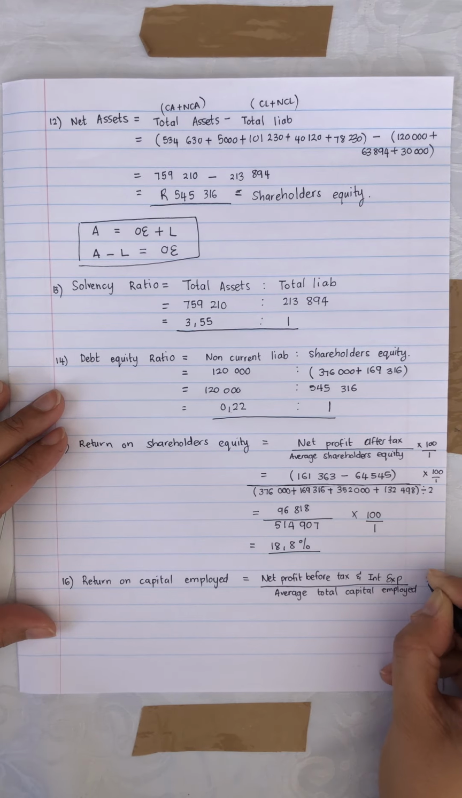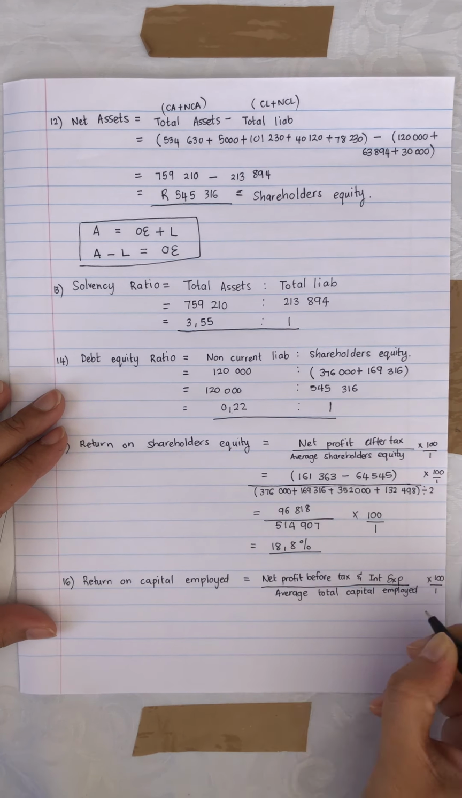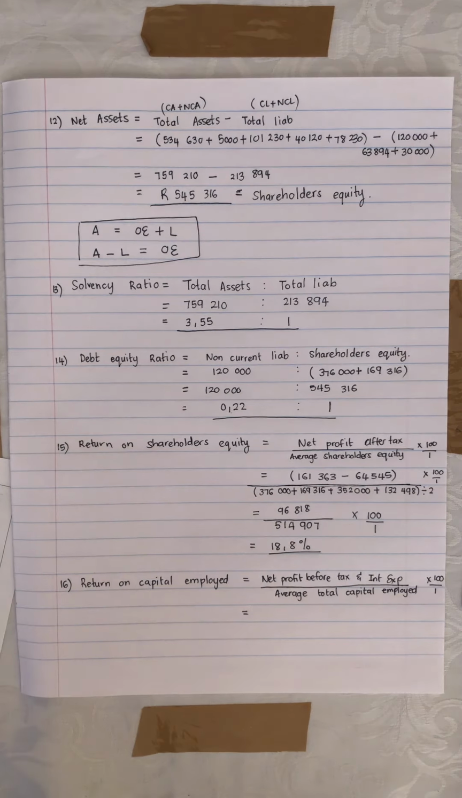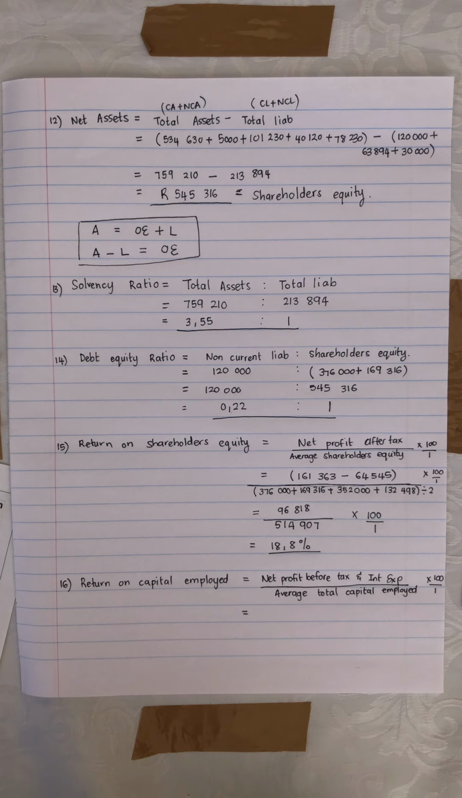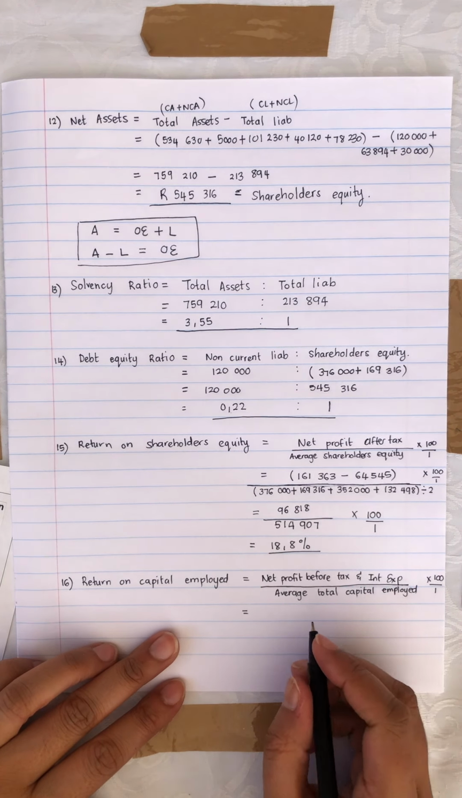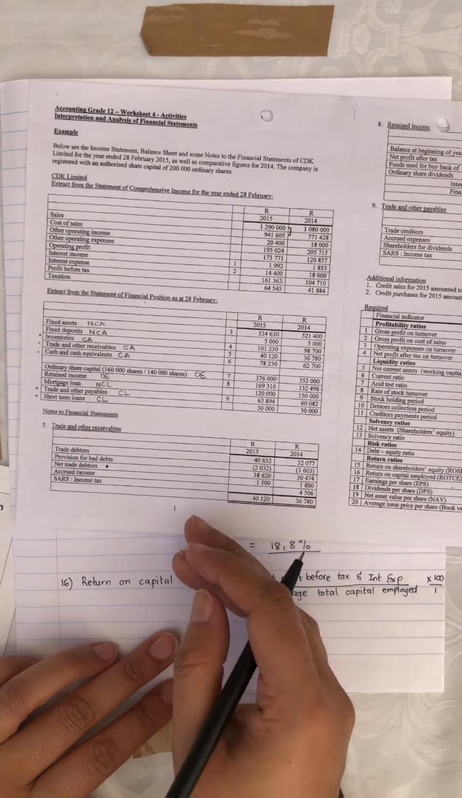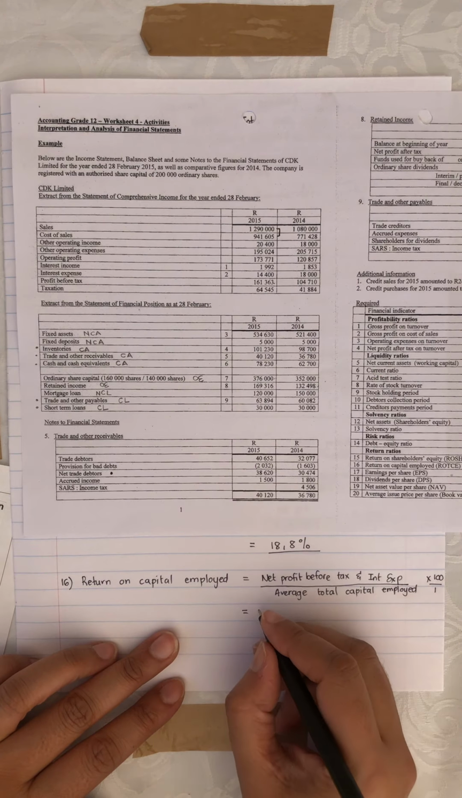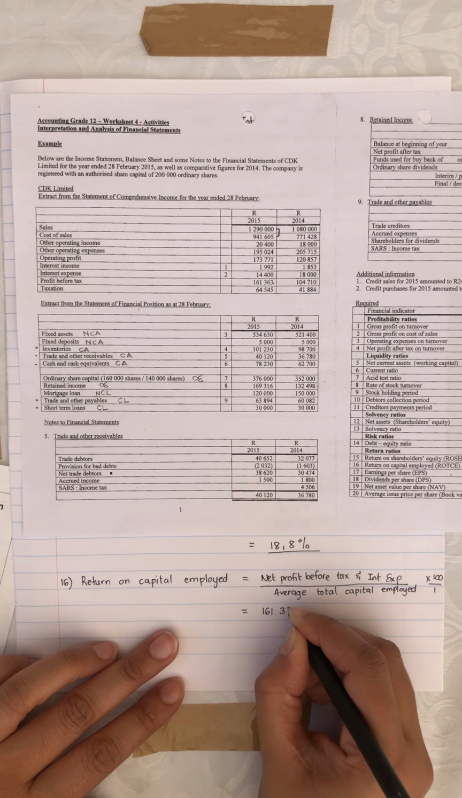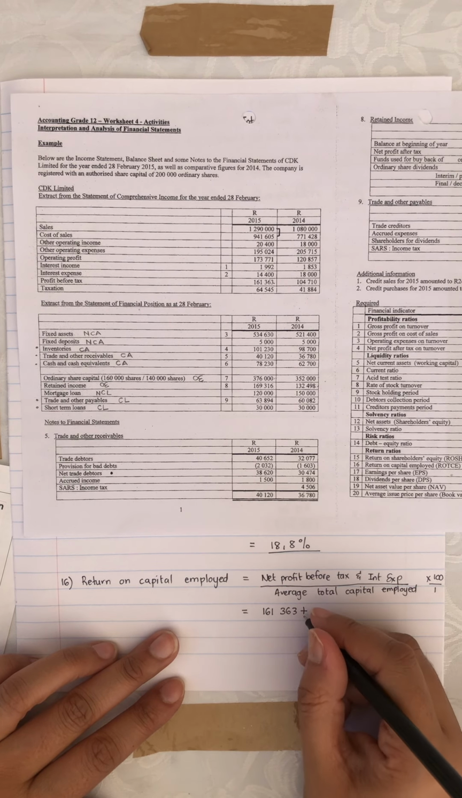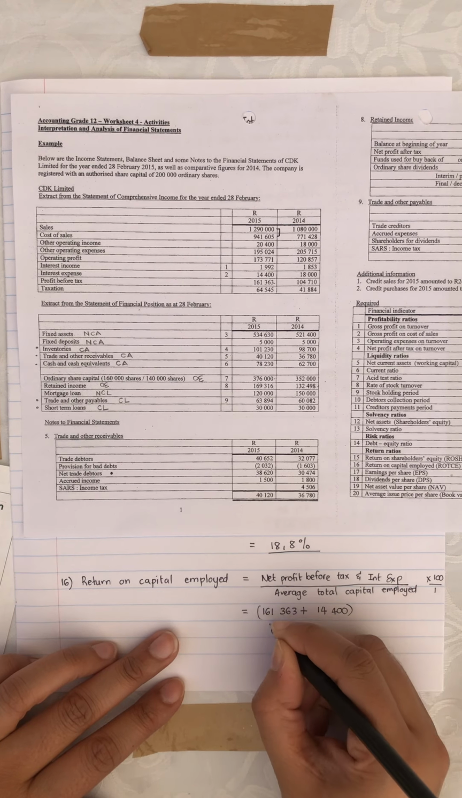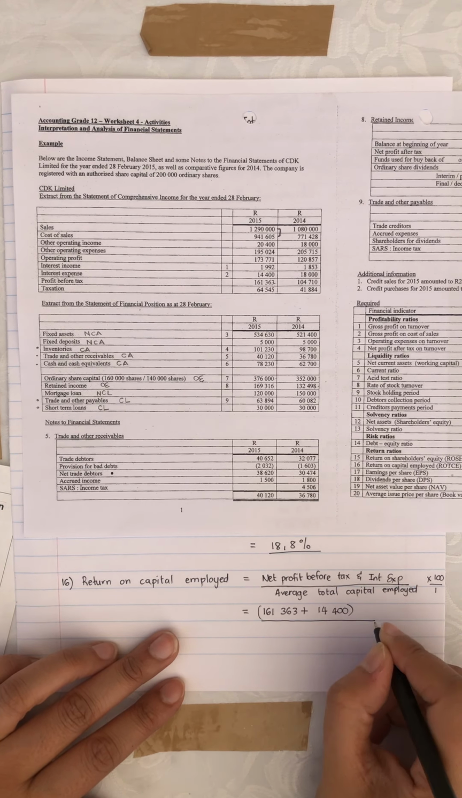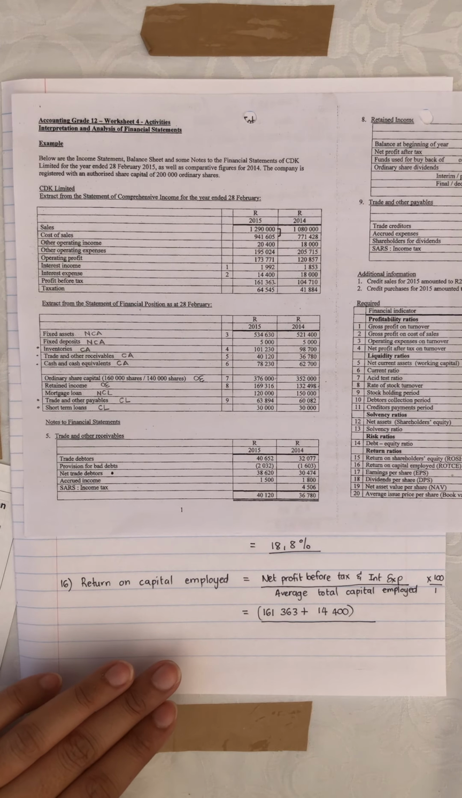And you want this answer in cents, so you multiply it by 100. If you don't multiply it by 100, please just remember that the amount will then be in rands. So your net profit before tax and interest expense, we've got our net profit sitting at 161,363 plus my interest expense of 14,400. And I divide that by my average capital employed.